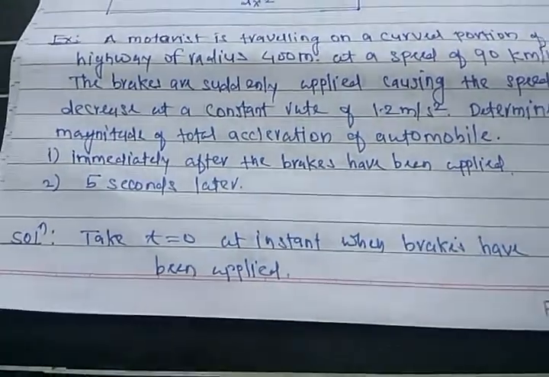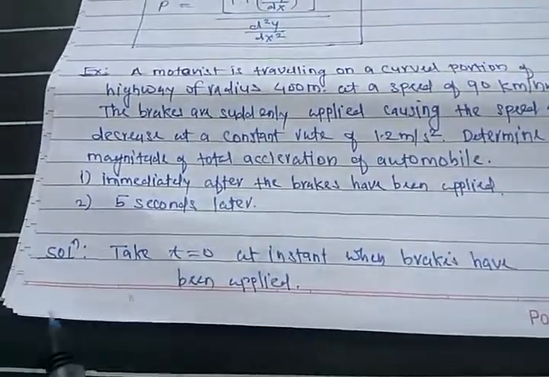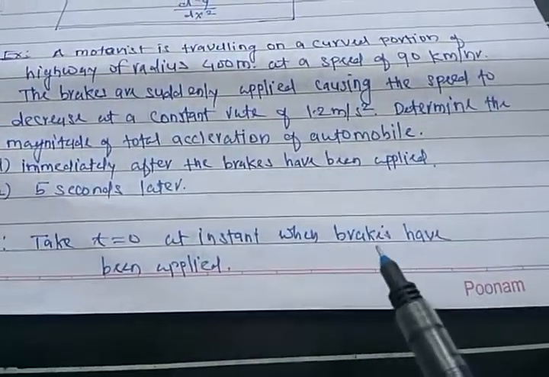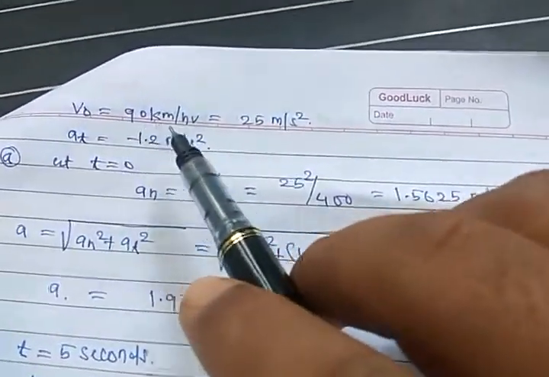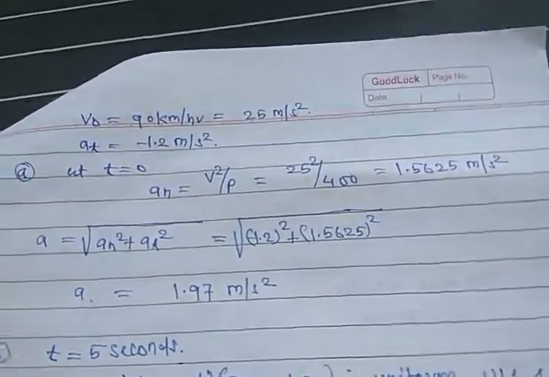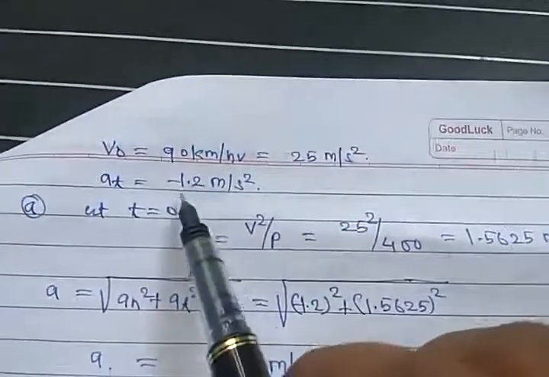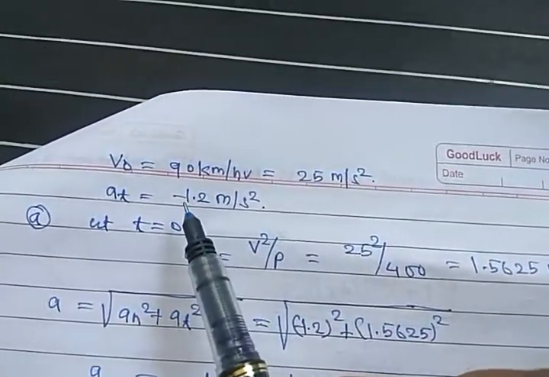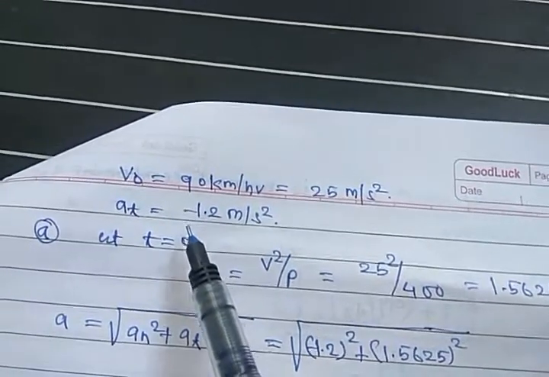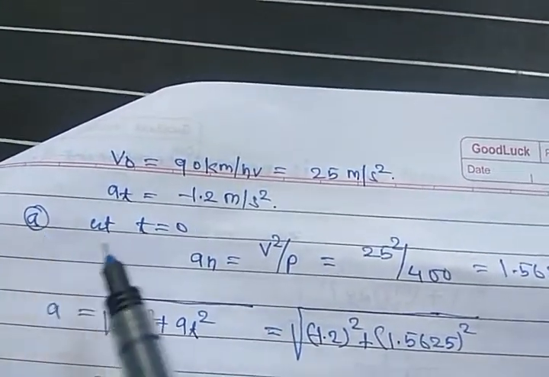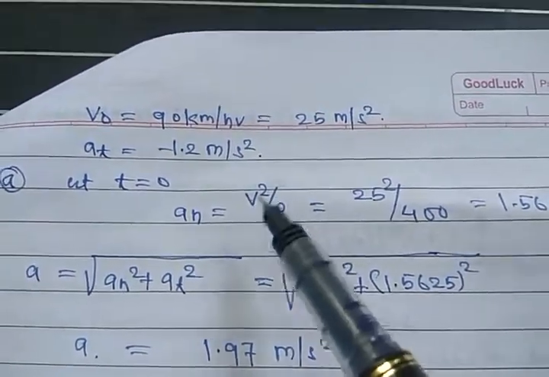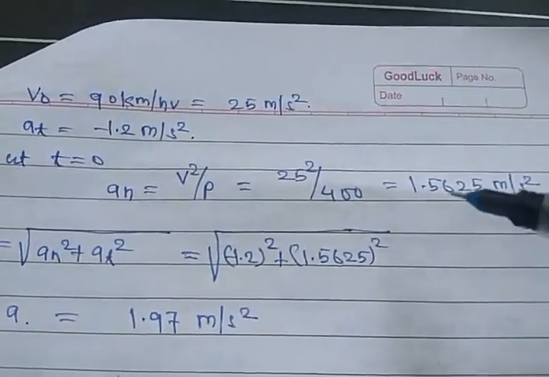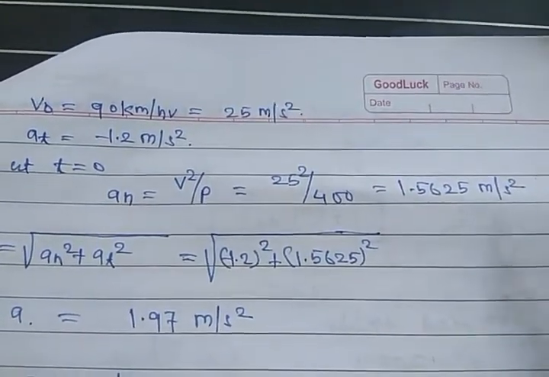So take time t equals to 0 at the instant when brakes have been applied. Next, v is 90 kilometer per hour, so it's 25 meter per second. At is minus 1.2 meter per second square, minus because the speed is reducing. So first part, at t equals to 0, an is v square by rho, 25 squared by 400, it is 1.5625 meter per second square.